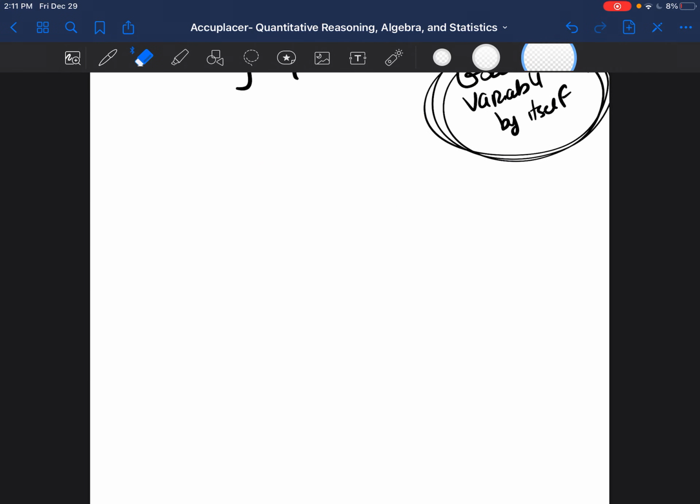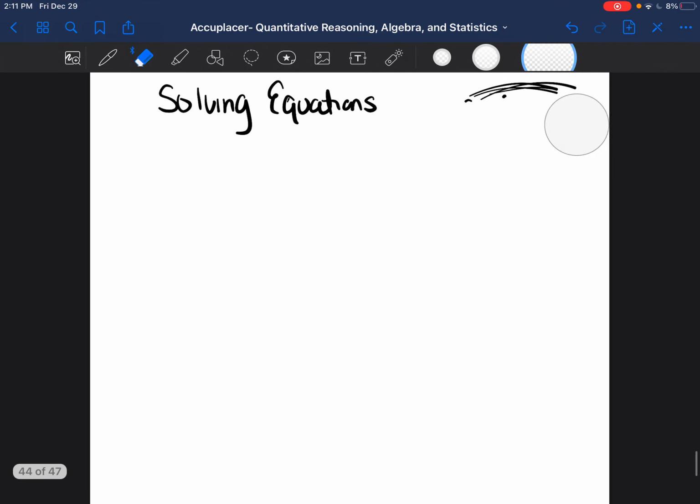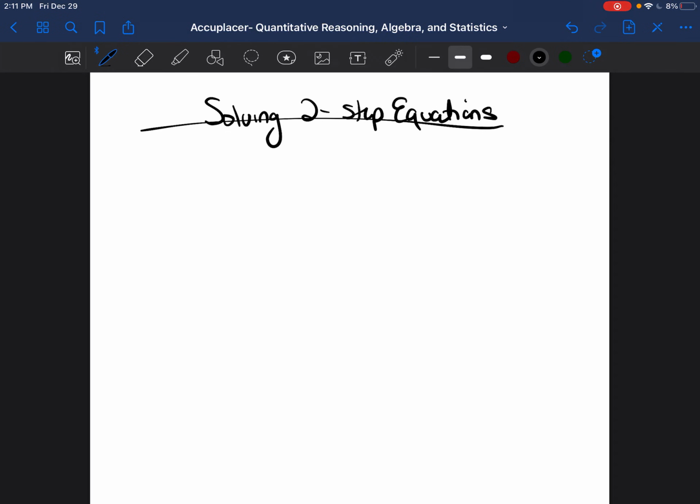Two-step equations are exactly how they sound. They have 2 steps in order to solve. So now we're going to move to solving two-step equations. Okay, so two-step equations will look like this. 2x plus 10 is equal to 20.